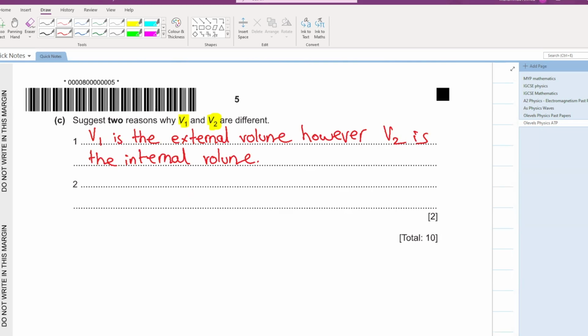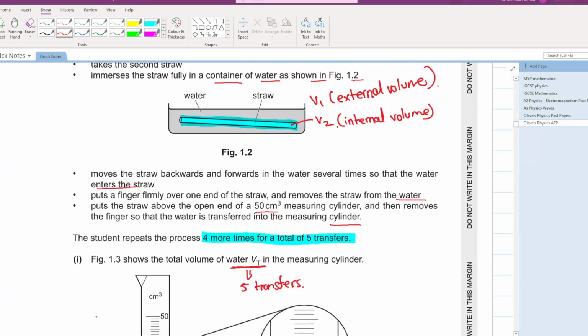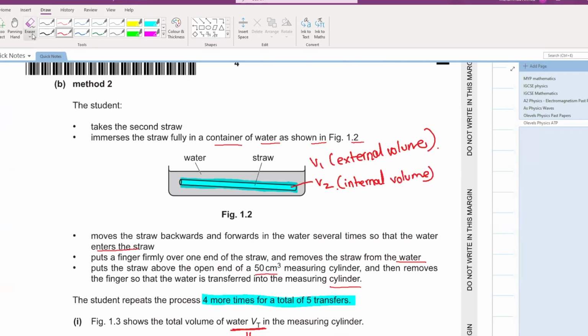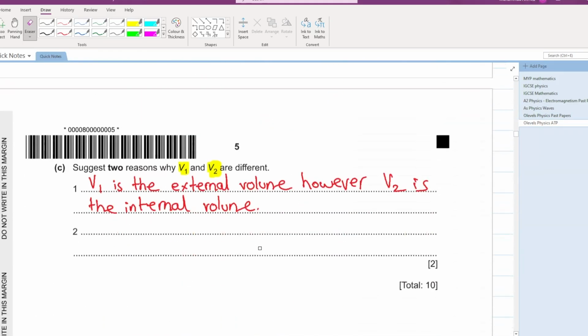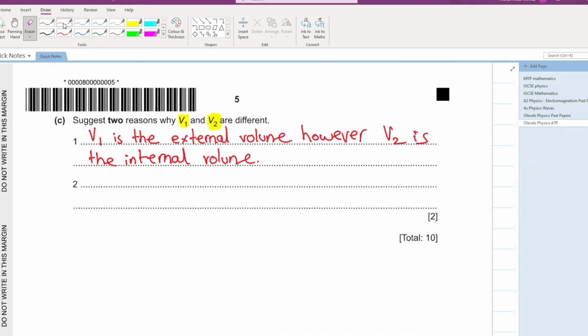It is completely possible that the straw might not be completely filled. It is completely possible बेटा कि straw यहाँ पे ends पे जो है वो unfilled रहे. So this can also be a reason for the differentiation between V1 and V2. You can say the straw is not completely filled.